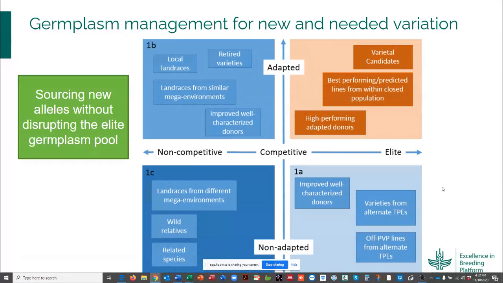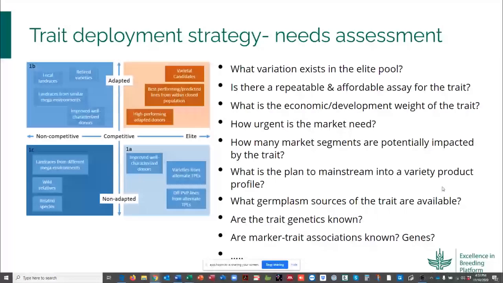Over many years of experience, we found that in many cases, we go on hunts for new variation without really being able to assay the existing elite pools for that variation. As such, it's not a genetic variation challenge, it's a challenge of being able to assay the trait in an accurate and repeatable manner. If we have identified the need for additional variation, another question is what would be the economic or development weight of the trait?